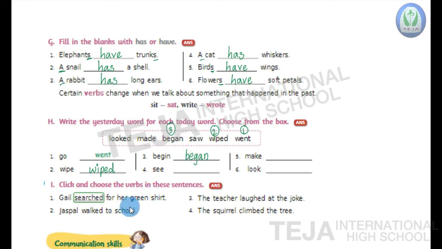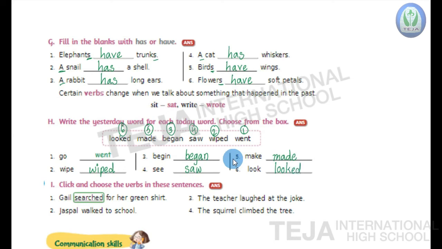Now fourth one, children, see. See past tense is saw. See, saw. Write saw in the blank. S-A-W, saw. Fifth question, make. M-A-K-E, make is the present tense, and the past tense is made. M-A-D-E, made. Make, made. Write made here in the blank. Now the last sixth one, children, look. And the answer is looked. Look, looked. Write looked in the blank.